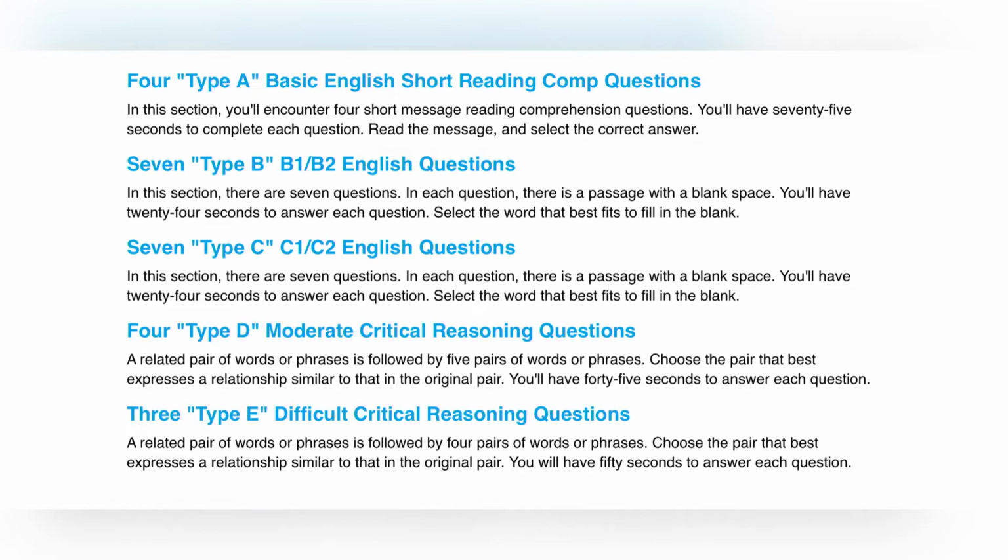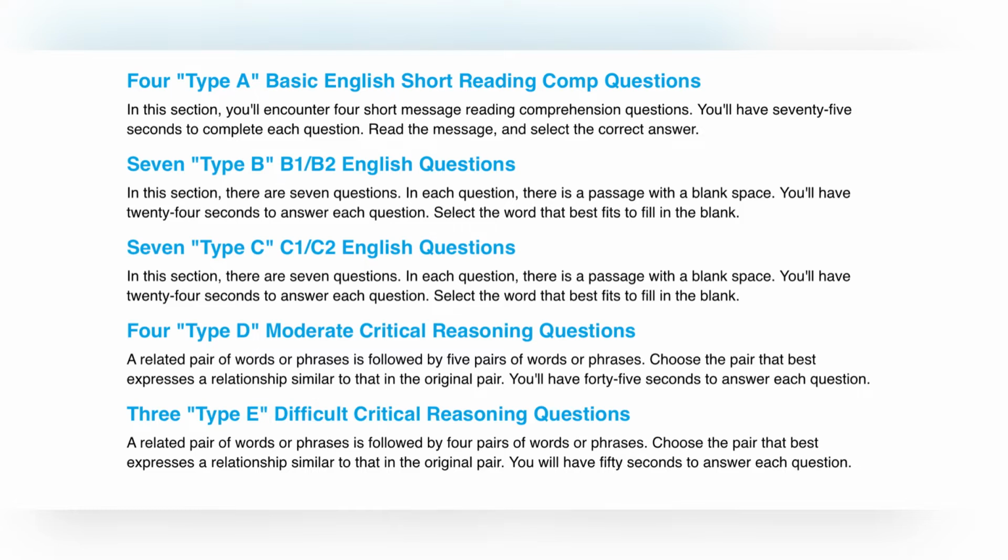As you can see, we have 5 different types of questions, but really there's only 3 categories of questions. Type A consists of short reading comprehension passages. And then type B and C are pretty much the same. They're just at different levels of difficulty. And likewise, type D and type E are similar types of questions, but at different levels of difficulty.